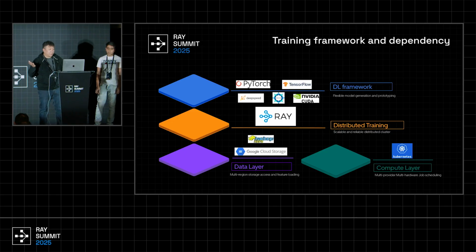This is our training framework and dependencies. In the bottom layer, we have the data layer and the compute layer. The data layer uses HDFS on-prem, and we also use CFS on cloud. On the compute layer, we use Kubernetes. On top of that, there's a distributed training layer, where we use Ray, which is the central module of the entire tech stack. On top of that, we have all the deep learning frameworks like PyTorch and TensorFlow, along with distributed training accelerators like DeepSpeed. We also use DDP, which is part of PyTorch, and we use CUDA for the NVIDIA hardware.